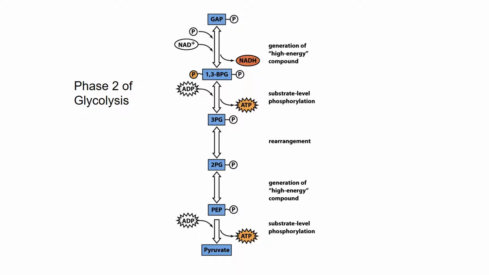So we're going to move that phosphate from the 3rd carbon to the 2nd carbon. So now we have 2-phosphoglycerate. Again, that was a rearrangement. This next conversion, we're going to generate a high energy compound called PEP, phosphoenolpyruvate. And this molecule will then donate its phosphate to another molecule of ADP to produce ATP. And we get the final product of glycolysis, our pyruvate molecule.